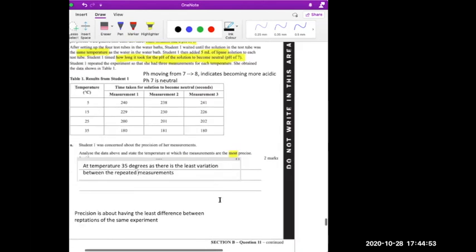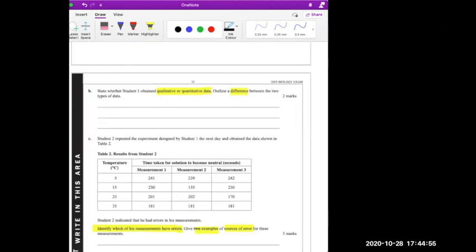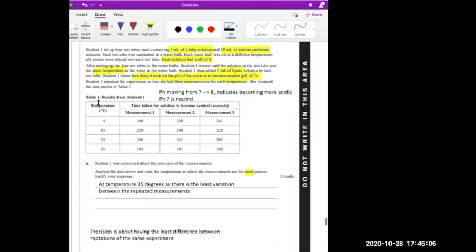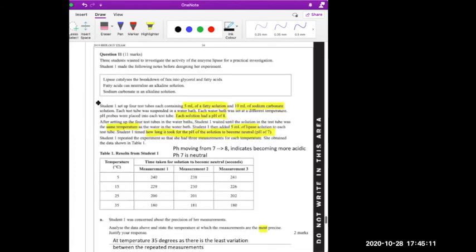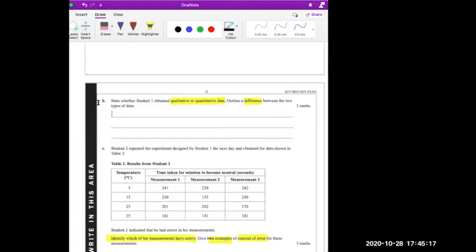Okay. State whether student 1 obtained qualitative or quantitative data. Outline a difference between the 2 types of data. So your 2 marks are for the 2 questions they've asked. So student 1, the data that they've obtained are these measurements, right? The time taken in seconds. So that's a number. By virtue of it being a number, it's quantitative.